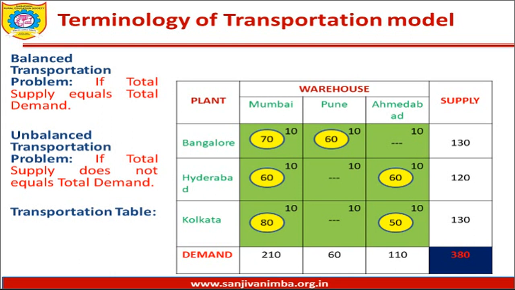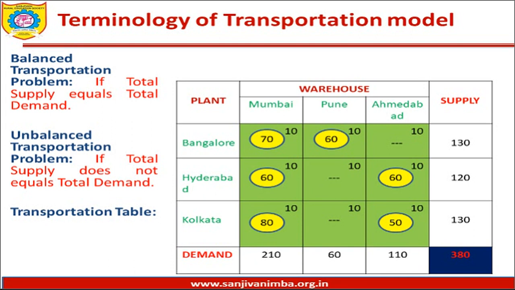You can see in this picture, row wise there are plants. There are three plants, one at Bangalore, another at Hyderabad and another at Kolkata. Whereas there are three warehouses, one at Mumbai, another at Pune and another at Ahmedabad. Friends, you can also see one column telling supply and another column telling about demand. Demand is nothing but the entire demand of that particular product throughout the nation, whereas supply is the total capacity of manufacturing of all the plants.